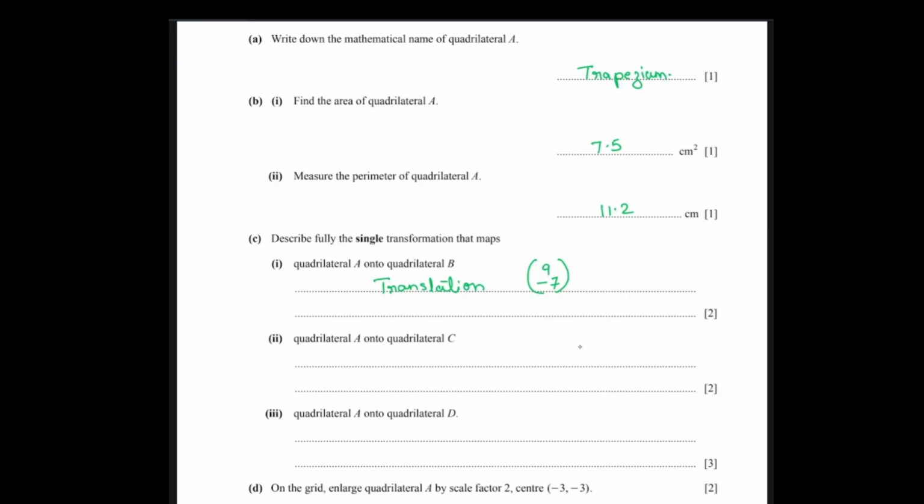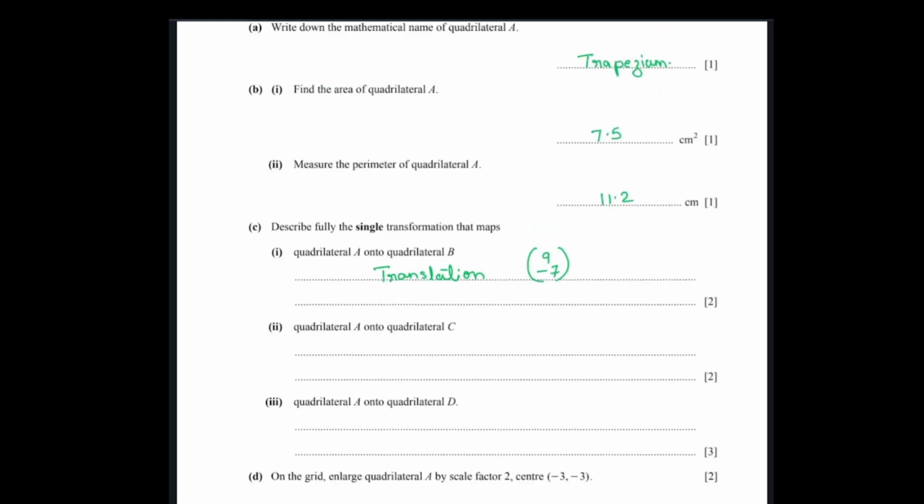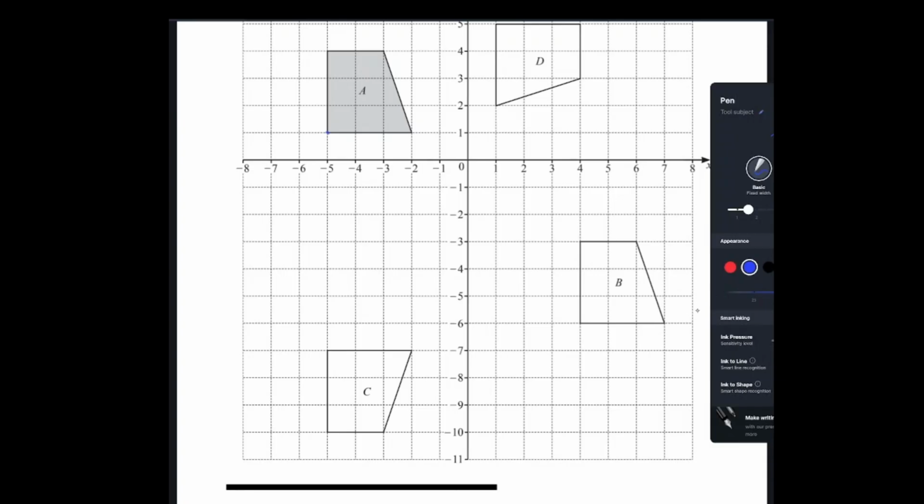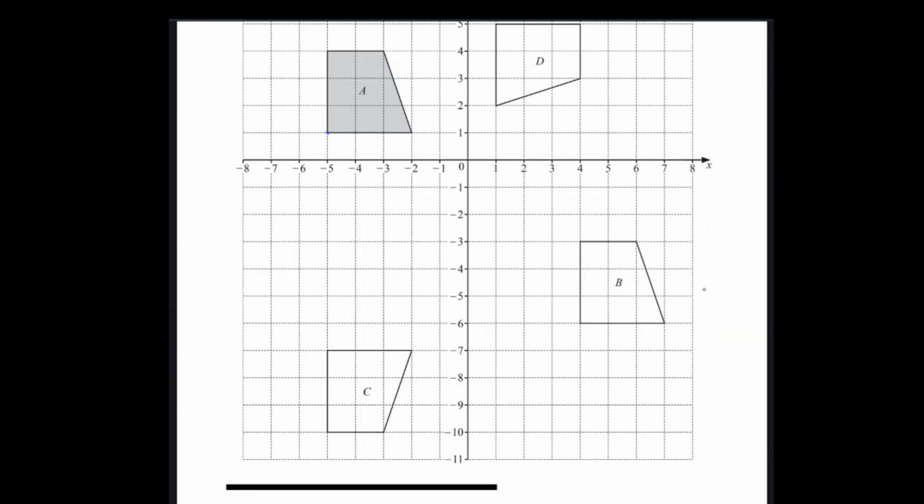This is the answer. Then describe fully the single transformation that maps quadrilateral A onto quadrilateral C. Now quadrilateral C is here. This is quadrilateral C. Let me erase this. So now when you see this, it is the reflection. See, it is flipping completely. It has flipped. The below part has come above and the above part has come below. So flipping is what? It's a reflection. But in which line it is reflected, that we need to find out.